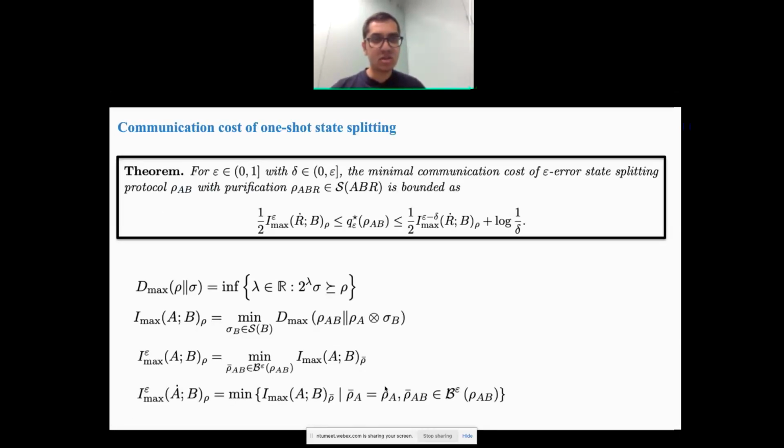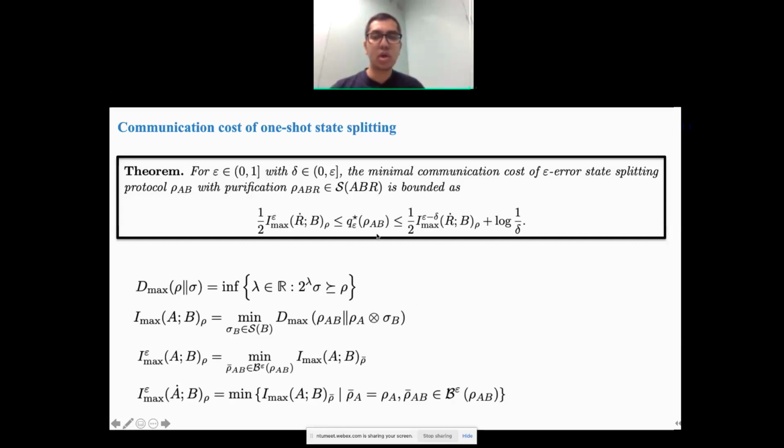When we do so, we obtain a result in terms of the partially smoothed max information. I guess people are familiar with the max relative entropy and the max information. The smooth max information is just a minimization of the max information over all the rho bars in an epsilon ball around rho. And the partially smoothed one has this additional condition that the marginal of rho bar A is the same as rho A. So this is the result that we have.